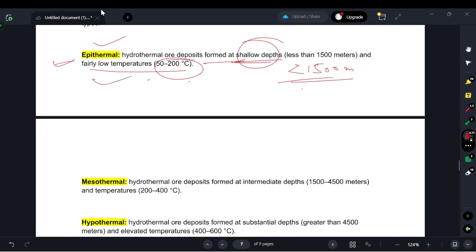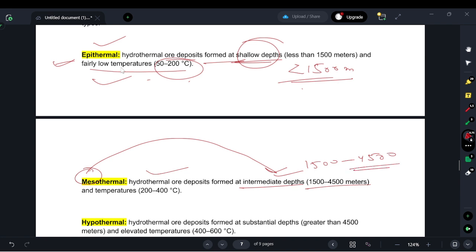Okay, and similarly for the mesothermal, the prefix meso itself tells you that it should be at intermediate depth. So mesothermal deposits are those hydrothermal ore deposits which form at intermediate depth. And what is that depth? It is between 1500 to 4500 meters, and the temperature should be moderate, from 200 to 400 degrees Celsius.